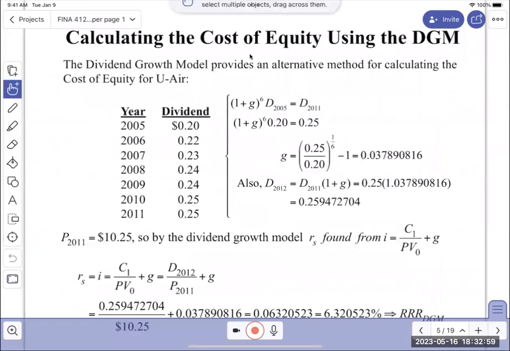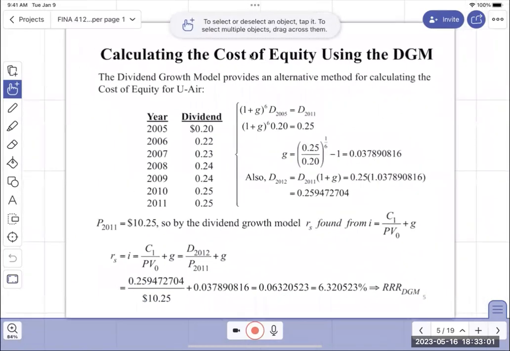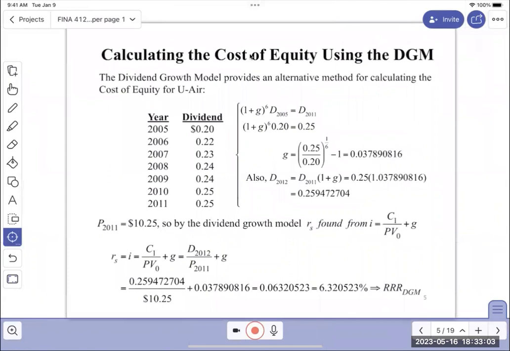So now let's apply the dividend growth model. I gave you the information on the price today. I gave you information on dividends, and we make an assumption. The dividend growth model makes an assumption. What assumption does a dividend growth model make? What is the assumption of the dividend growth model?